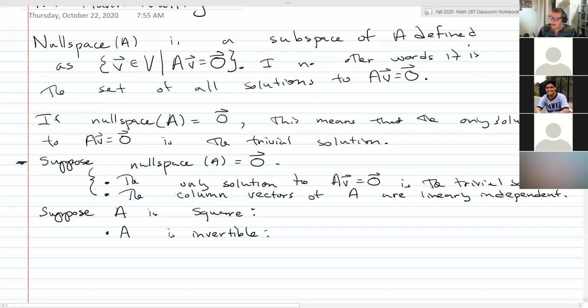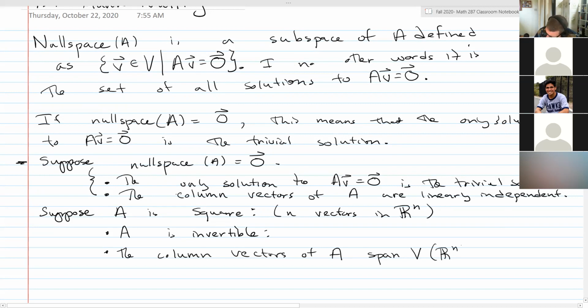They're connected. But if we get A as square, then we get A as invertible. A is square, meaning that there are n vectors in Rn. That's what it means for A to be square. A is invertible. The column vectors of A span V, which often will be Rn. They're going to span all of Rn. I've got n of them, and they're n linearly independent ones.